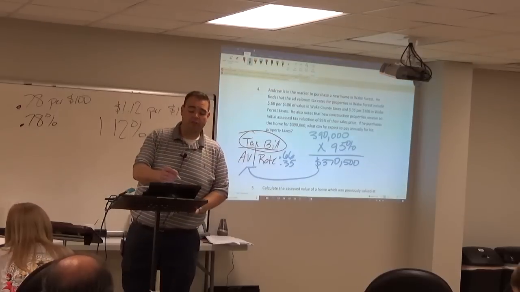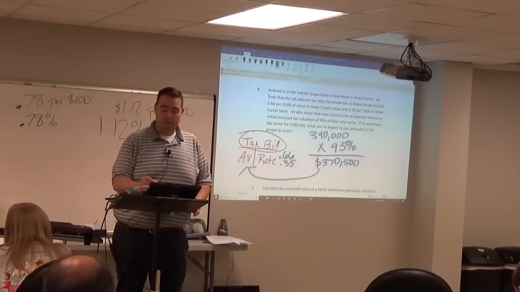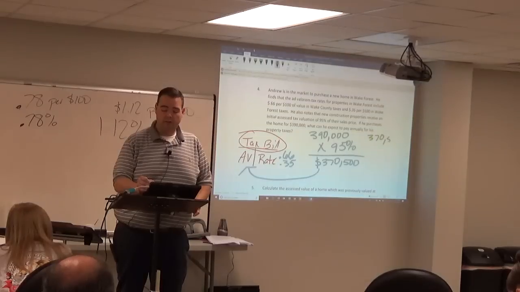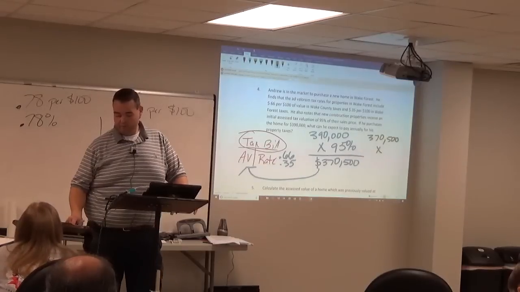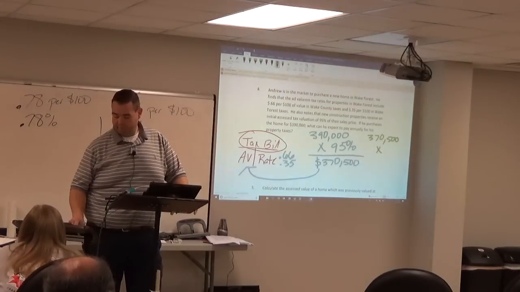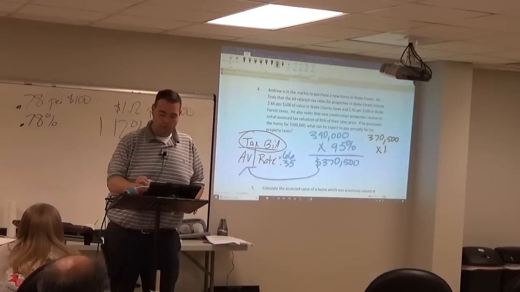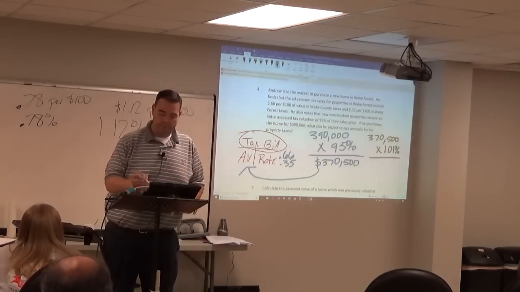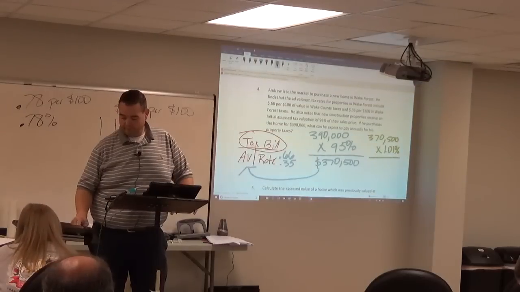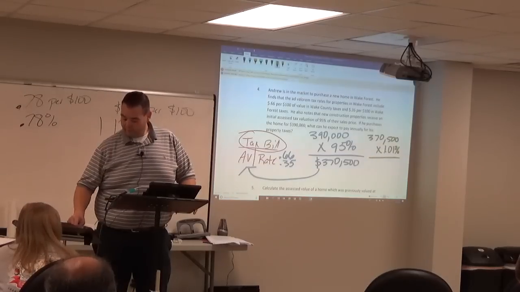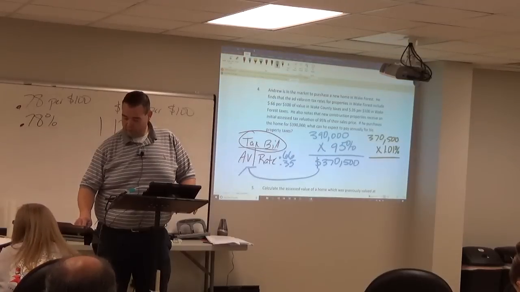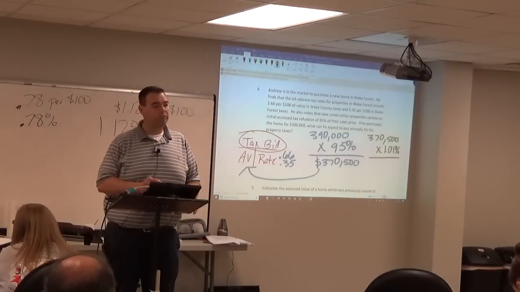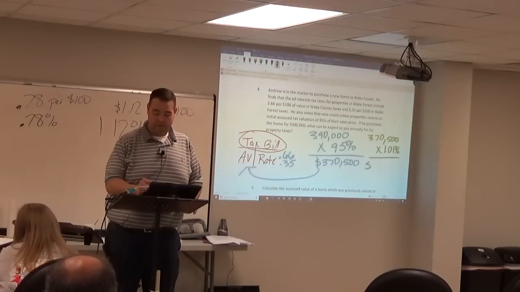So here's what my math step is going to look like on this question. It's going to be $370,500 times, what's my total tax rate? 1.01%. So 370,500 times 1.01%. $3,742.05. Sound about right? Yes, sir.